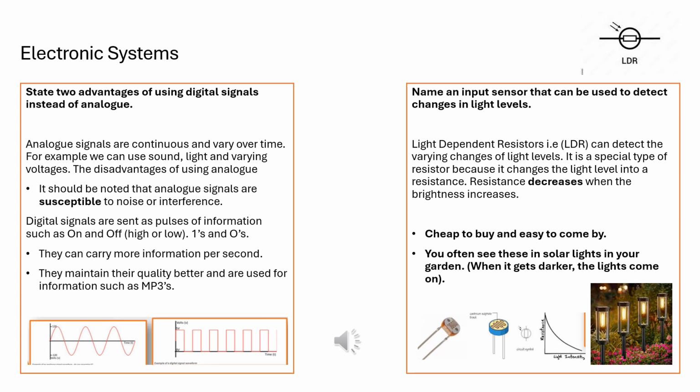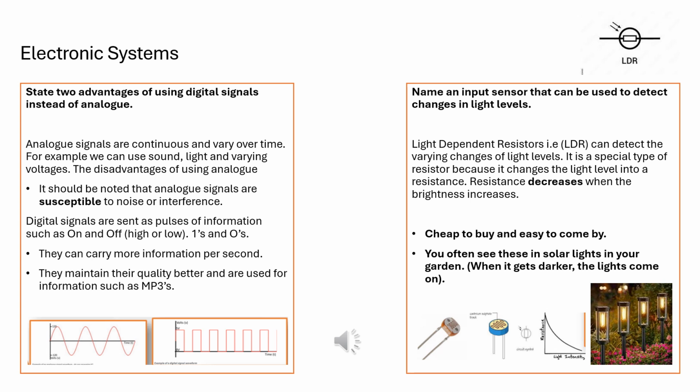Then the next question we have was: name an input sensor that can be used to detect changes in light levels. Well, we would tend to use a light-dependent resistor for this, because these can detect the varying changes in light. And when they detect that light level, they will change it into a resistance. That resistance will decrease when the brightness increases. So the darker it is, the more that resistance will increase.